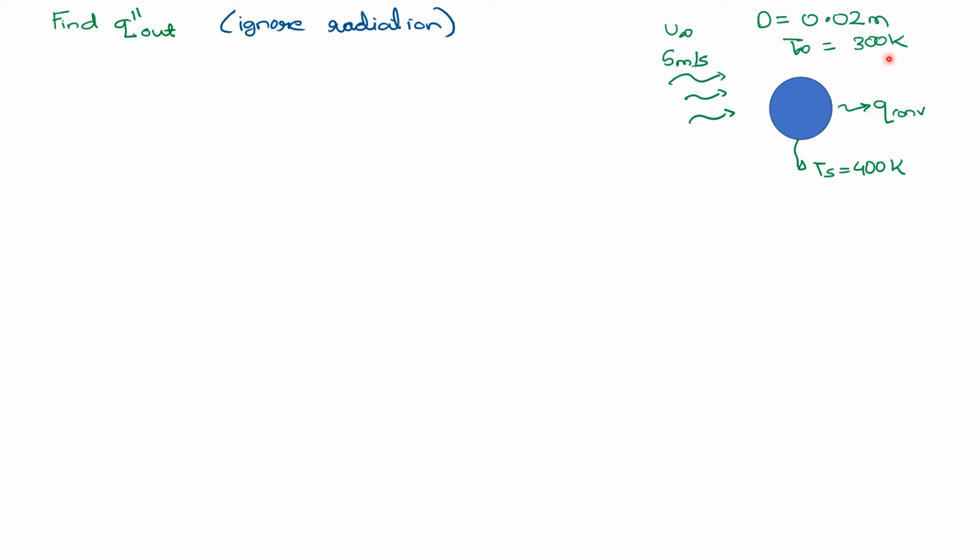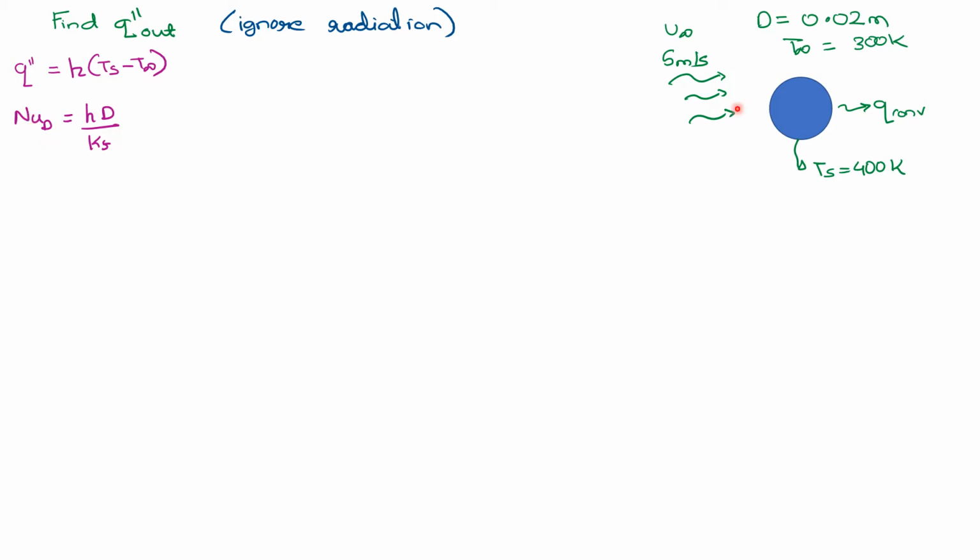So basically it's in ambient conditions, and we'll assume that the surface temperature of this cylinder does not change, and the only mode of heat transfer between the surface and the surrounding is through convection. We are required to find the Q coming out of this cylinder. The equation for Q will be h times Ts minus T infinity, but we don't know what h is. To calculate h, we can use the relation of the Nusselt number.